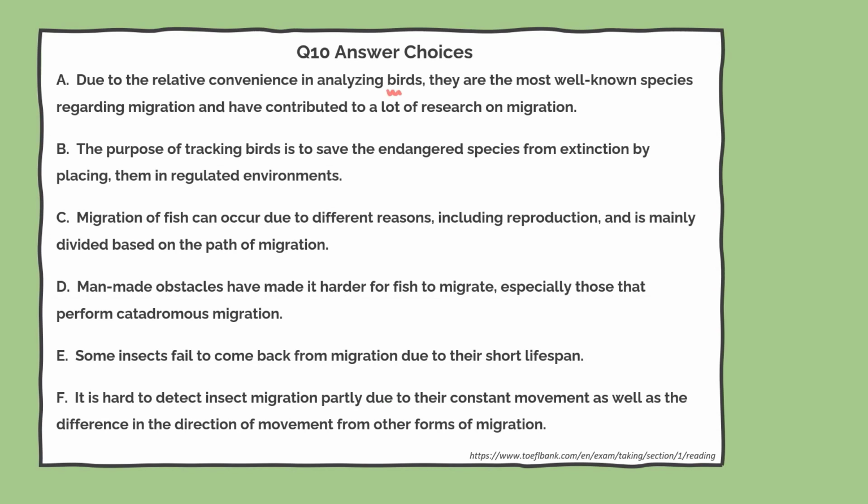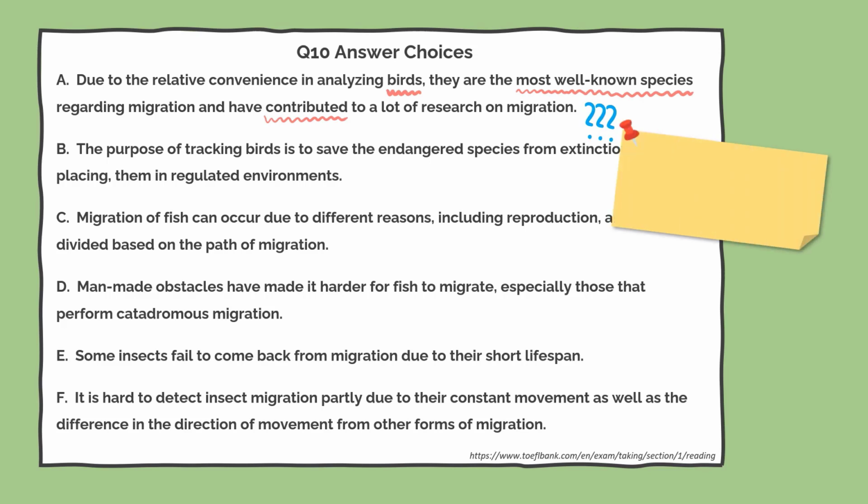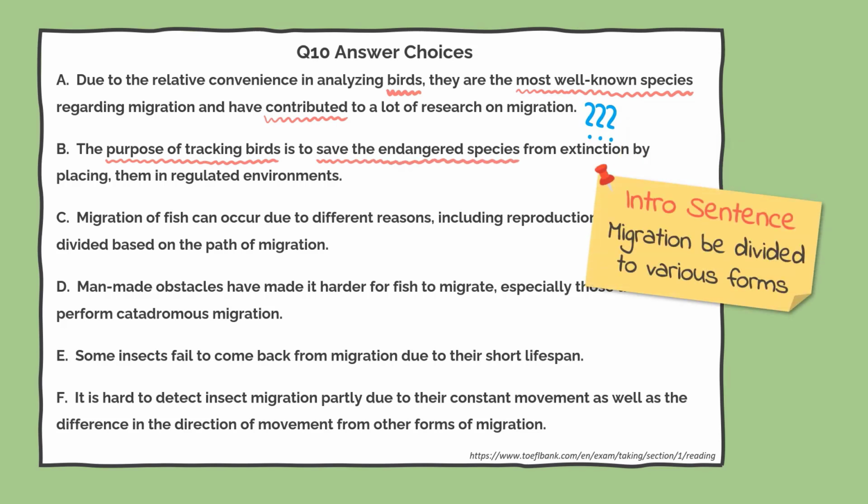A is about bird migration. It seems right, but I'm not sure. If you are not sure, write down some keywords from the sentence first. Then move on and don't stay too long on one answer. B. Purpose of checking birds is to save the endangered species. It's not related to the intro sentence, so B is wrong.